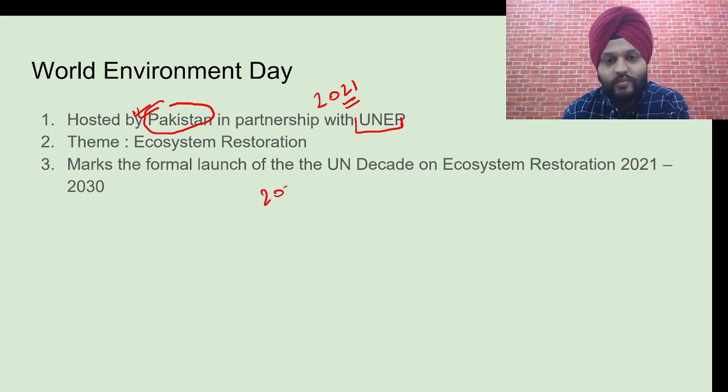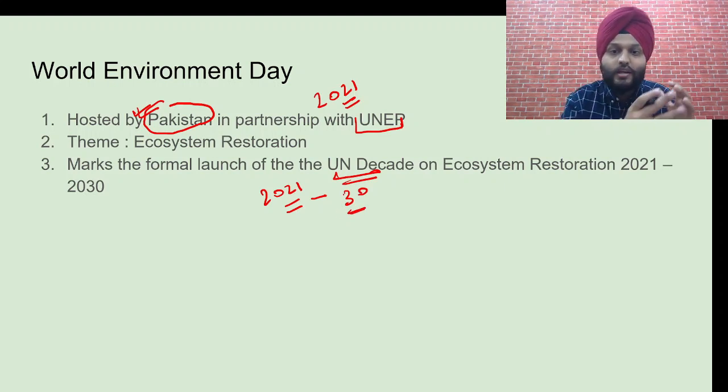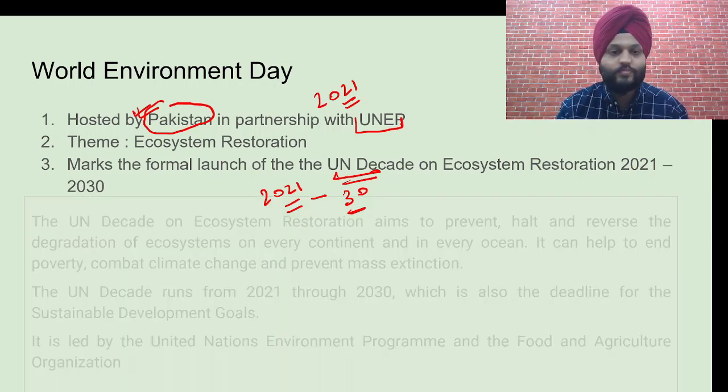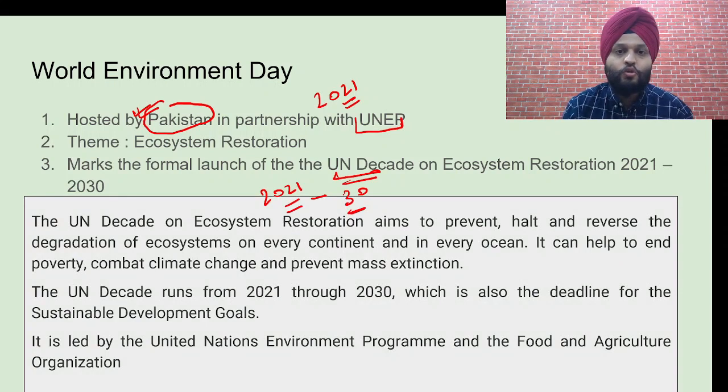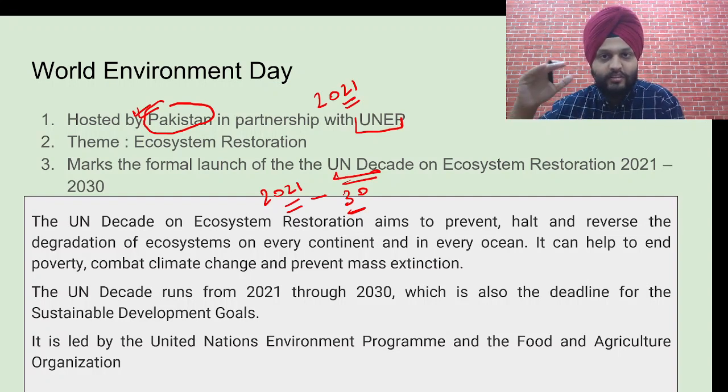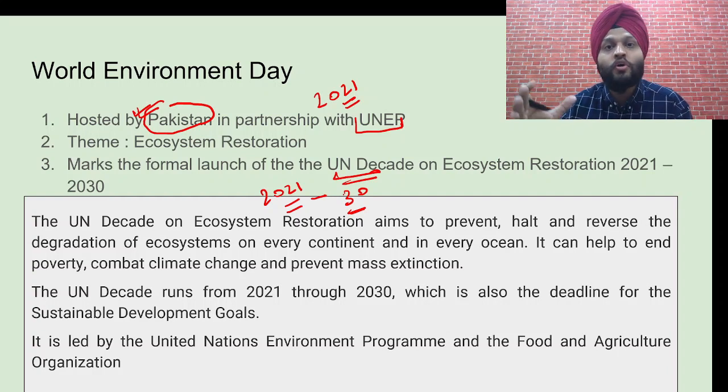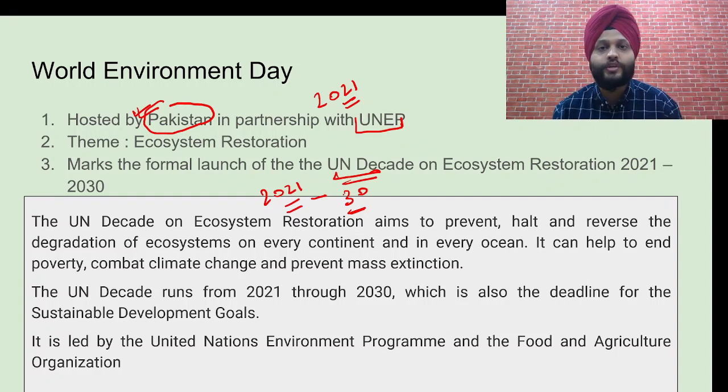And this year, 2021, it also marks the launch of the UN Decade on Ecosystem Restoration. So 2021 to 2030, this 10 years would be dedicated, with special focus on ecosystem restoration. This 2021 to 2030 also marks the conclusion of the Sustainable Developmental Goals, the targets associated. So the SDGs were to be concluded by 2030, and the UN Decade on Ecosystem Restoration also concludes then. The focus of ecosystem restoration is going to be on both the continent as well as ocean. It is going to be everywhere and all ecosystems are going to be addressed.